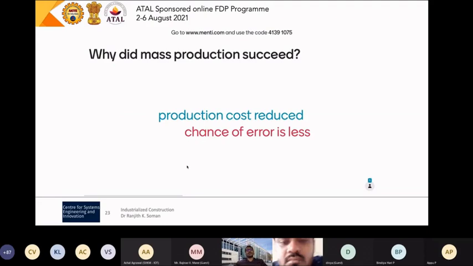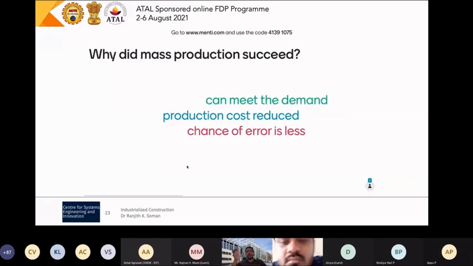Yes, so we have seen some answers coming up. The first one is chance of error is less. That is partly true. Production cost reduced. Yes, that is also true. But chance of error is less is not completely true, because there were errors coming in the assembly line or the mass production also.